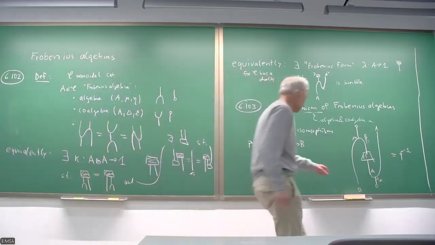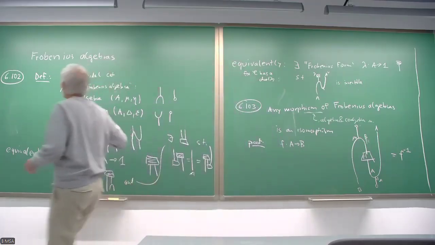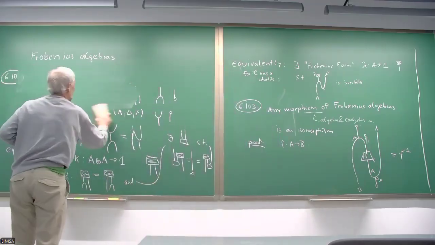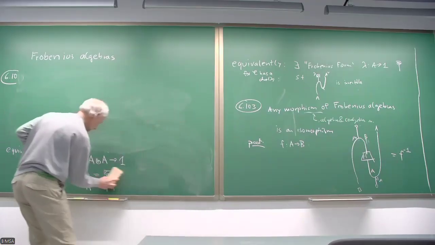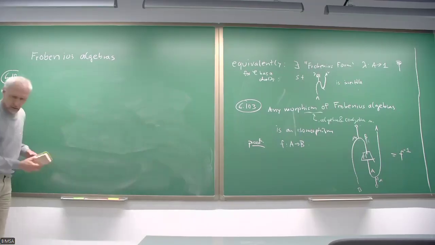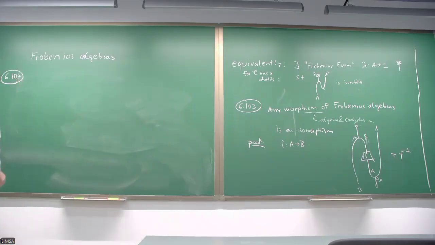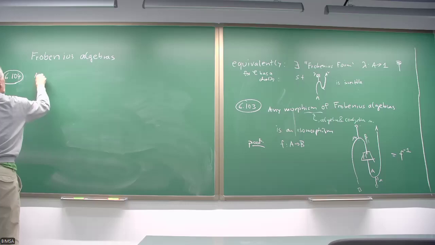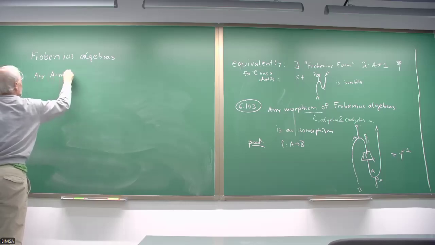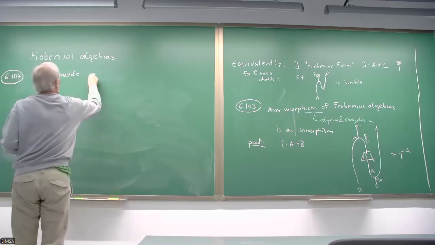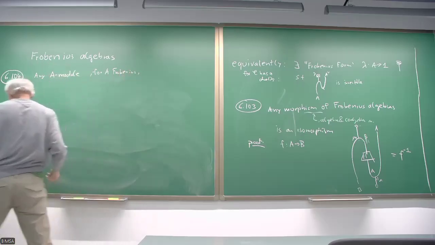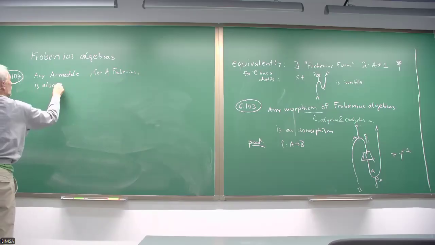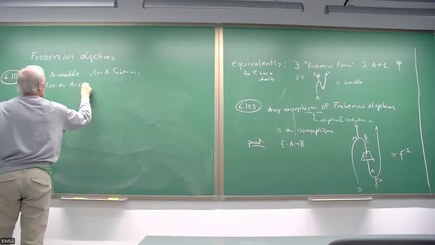Then the last thing I did not mention last time, which is also very easy, but it's important for simplifying some proofs. It's the following statement: the A-module, which I defined last time, for a Frobenius algebra is also a co-module.